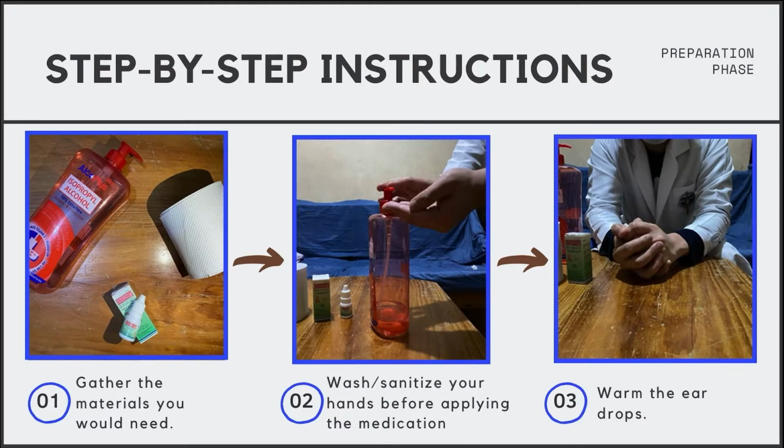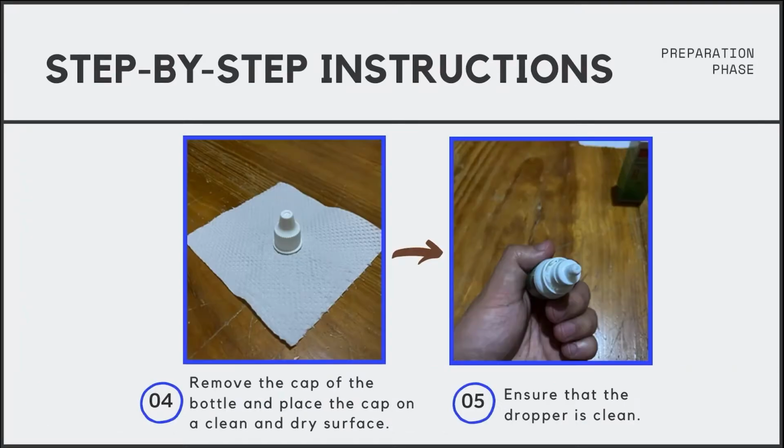Third, warm the eardrops simply by holding them in your hands for 1 to 2 minutes. The purpose of this is to minimize discomfort for the patient caused by the cold liquid added directly into the ear. For the fourth step of the preparation phase, you must remove the cap of the bottle and place the cap on a clean and dry surface to avoid contamination.